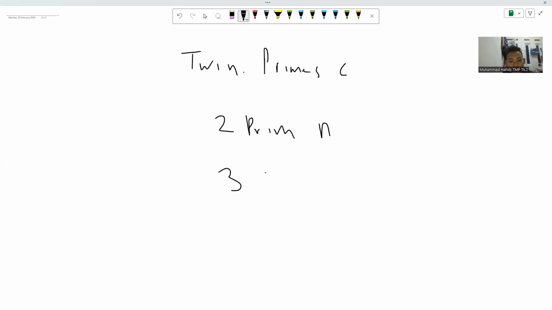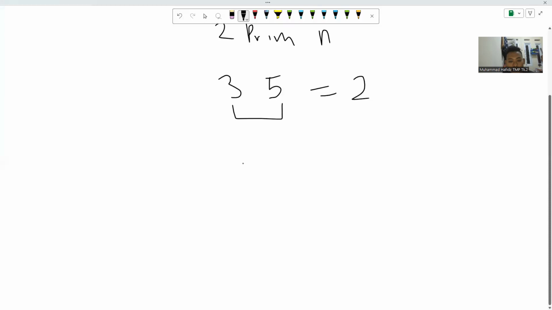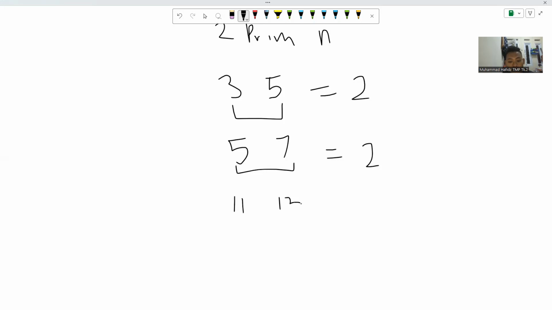like 3 and 5, the difference between 3 and 5 is exactly 2. Another example, we have the prime numbers 5 and 7, so the difference between 5 and 7, we know, yes, is 2. And another example, like 11 and 13, the difference between 11 and 13 is exactly 2. So if we have two prime numbers and the difference between them is exactly 2, we call this the twin prime conjecture.